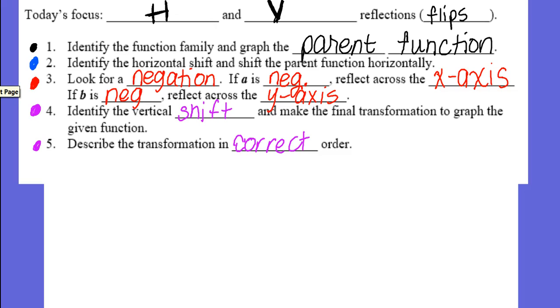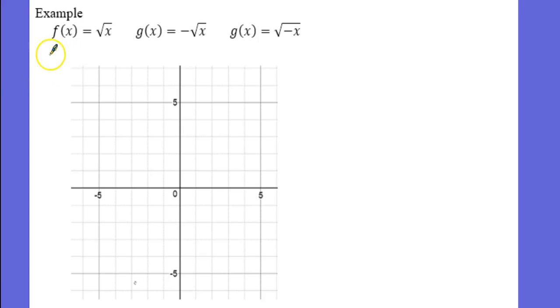Alrighty. So let's just do a couple practices with only flips and no shifts. Okay, only reflections. Here I've given you 3 examples, and I'd actually like to add one more that has a double reflection. So I'd also like to graph negative square root of negative x.